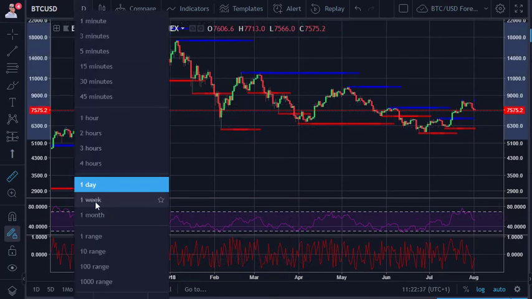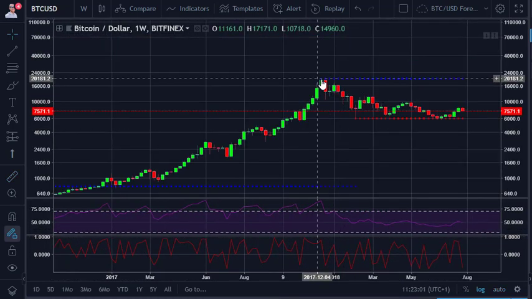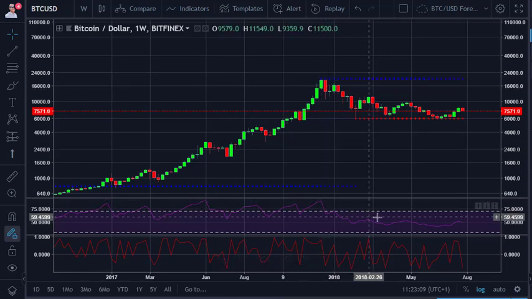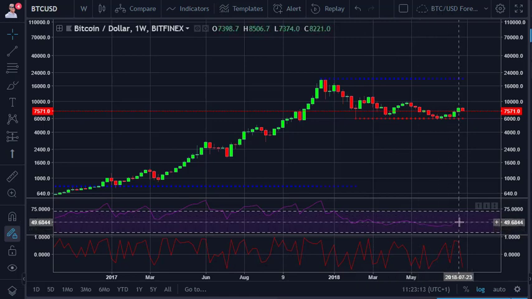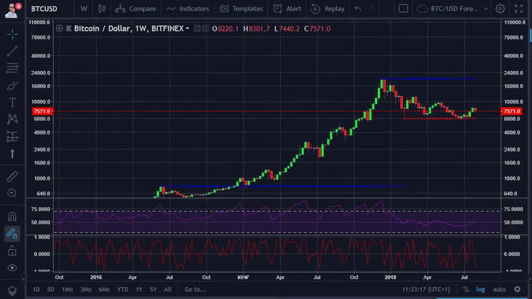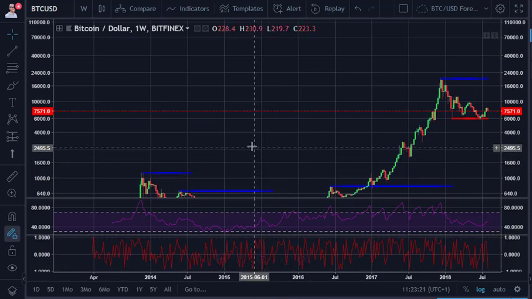Let's just look on the weekly chart to give you another example. Okay, this was the peak back on the 11th of December. RSI was very low there, but we've not really seen very low RSI ever since. So on the weekly view, it is a very long trading strategy.